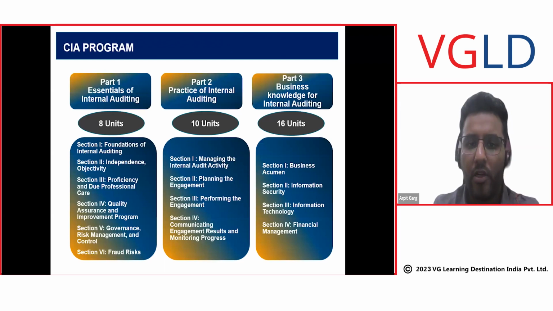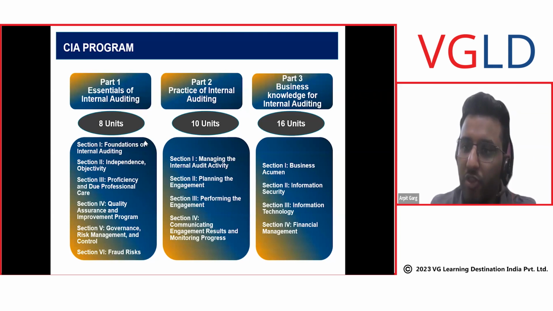So let's move forward. Now let's try to understand the concept and the coverage of the course content. We have three parts in the CIA course. The first part is Essentials of Internal Auditing, which is basically the basics. Within part one, we have 8 units to cover, so basically 8 chapters. These 8 chapters are spread across 6 sections.